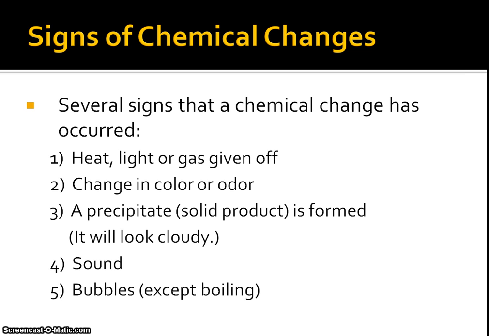This is a completely different word, but the problem is it's spelled the same. So you say it a little bit differently. You say it precipitate, and it means that a solid product is formed from two liquids. So if you take two liquids, pour them together, and you get a solid, that solid is called your precipitate.